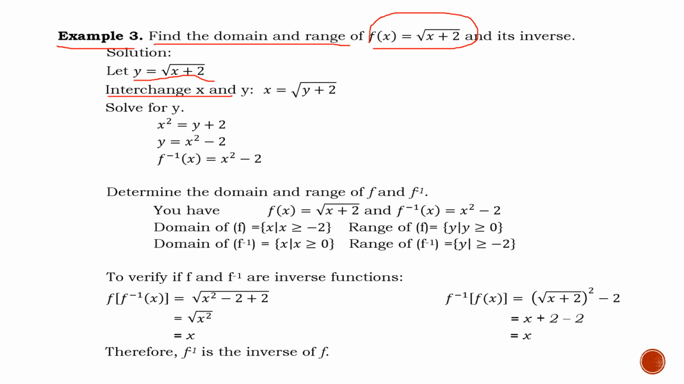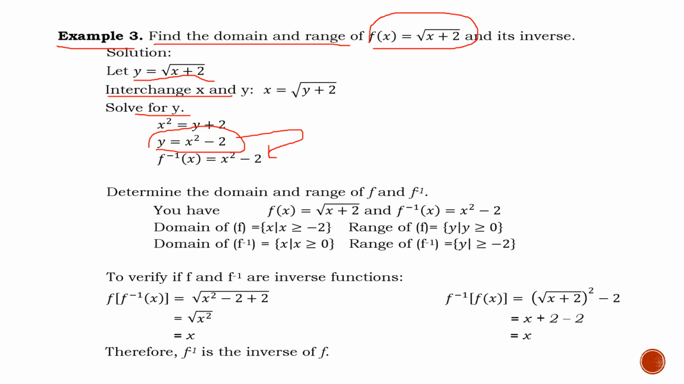Then after this, we're asked to solve for y in terms of x. So the resulting value here is y is equal to x squared minus 2. So whatever your resulting value here, y in terms of x, that will be your inverse function of the given original function, which is f of x.